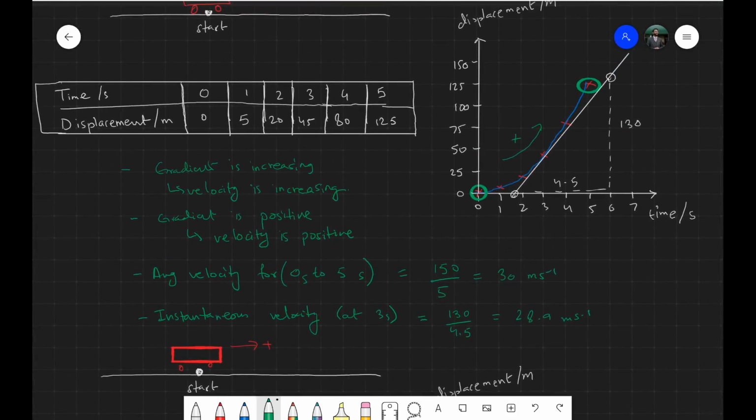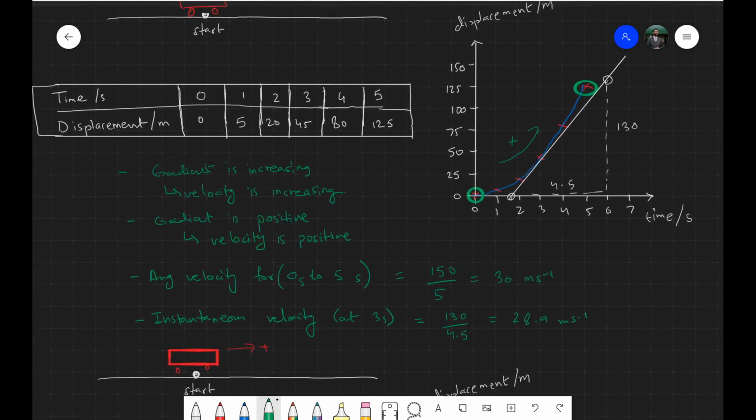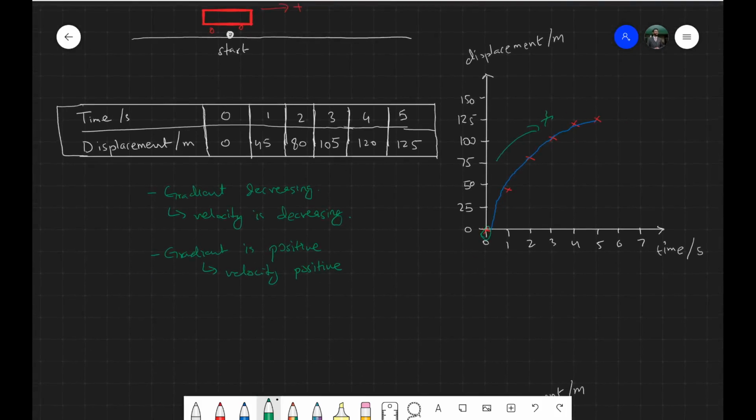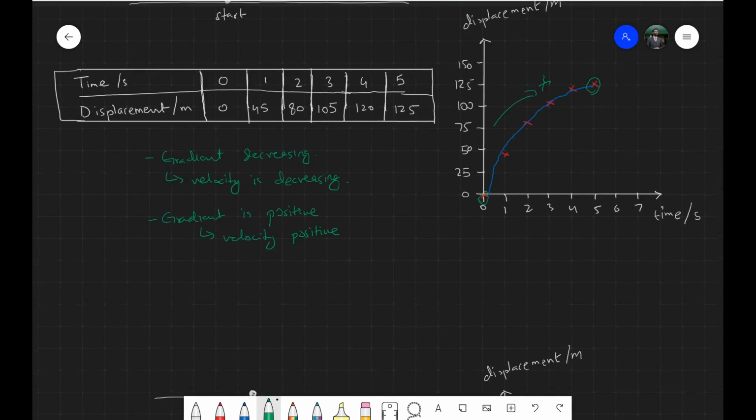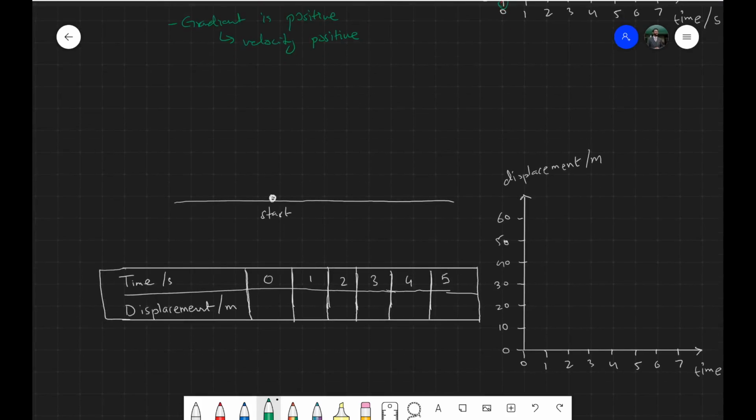I think I made a slight mistake in the previous part. You can see that the final displacement, or the total displacement for the whole journey, was not 150, it was actually 125. So we need to recalculate this. 125 divided by 5 is actually going to give me 25 meters per second as the average speed for the whole journey. So I made a slight mistake here, and I think it would be the same for this one as well, because you can see that the whole displacement is 125 and you can divide it by 5, you'll get the same answer. But we know how to do that now.